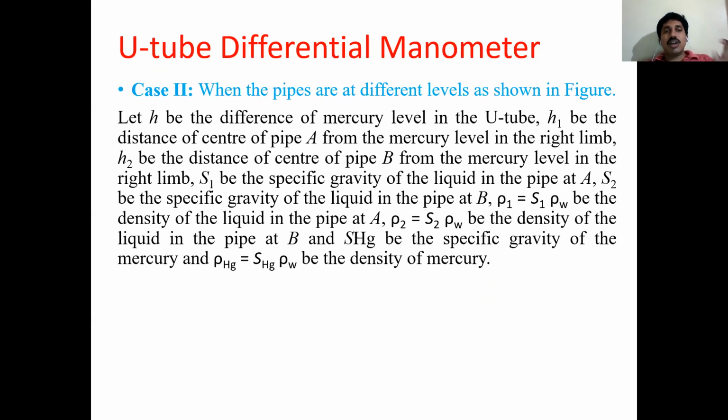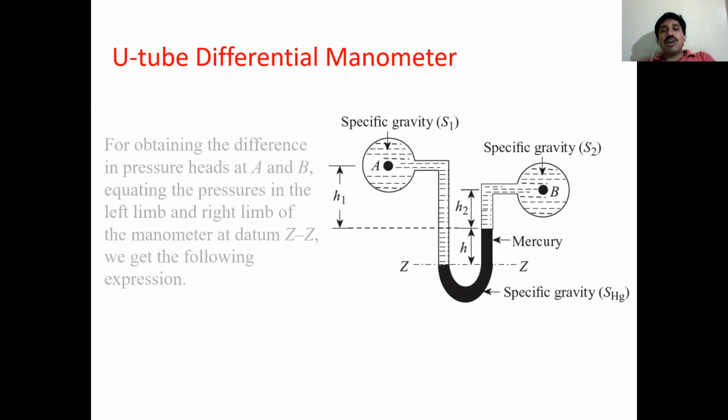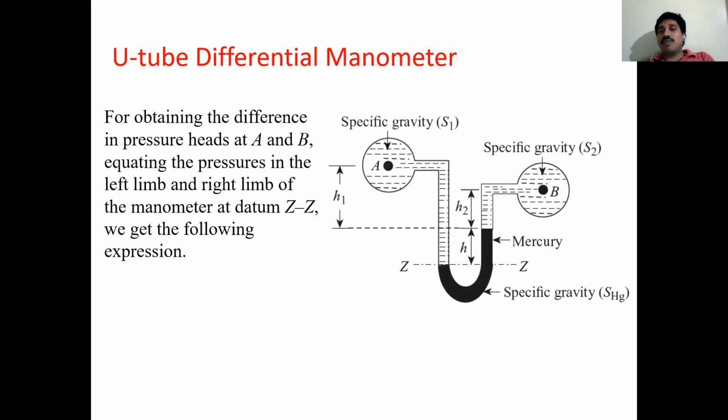This is the same diagram notation I explained in the previous slide: what is H, H1, H2, rho 1, rho 2, S1, S2, SHG. These things were discussed there. So how can we prepare the pressure equation for the difference between two pressure points? I start again from point A, PA. Pipeline A is connected to a U-tube manometer in which mercury is attached to the liquid which is in pipeline A.